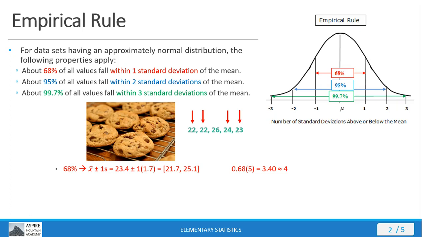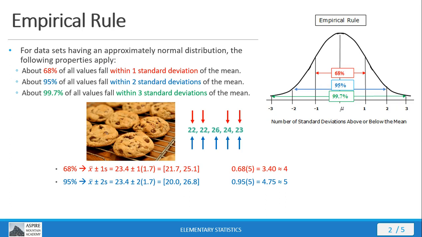Let's see how the rest of the empirical rule plays out. It says that 95% of the data should be within 2 standard deviations of the mean. That means 95% of the data should be between 20.0 and 26.8. 95% of 5 cookies is 4.75. We again round up to the next whole number. So 5 means all of our data points should be within 2 standard deviations of the mean. Is that what we see? Well, check this out. Yes, every one of these data values is between 20.0 and 26.8.